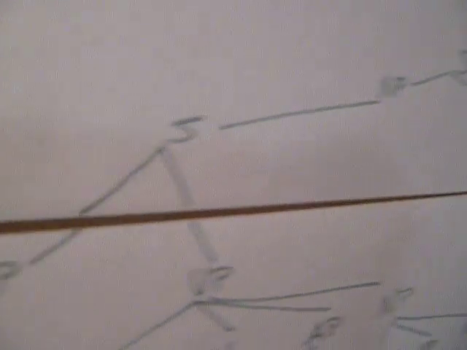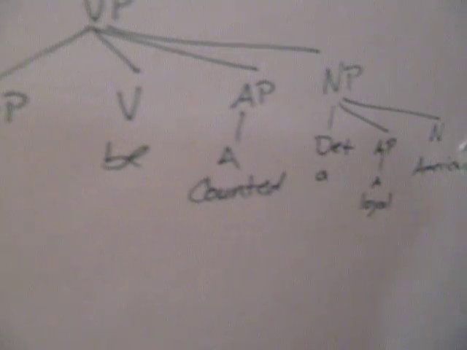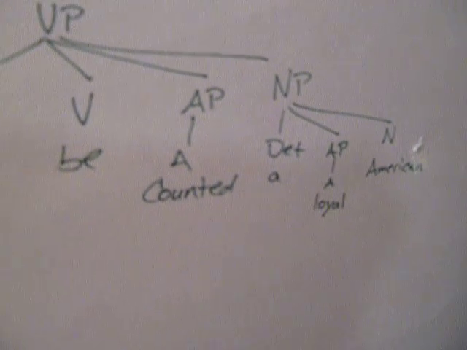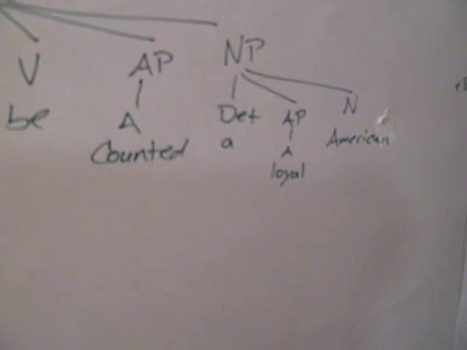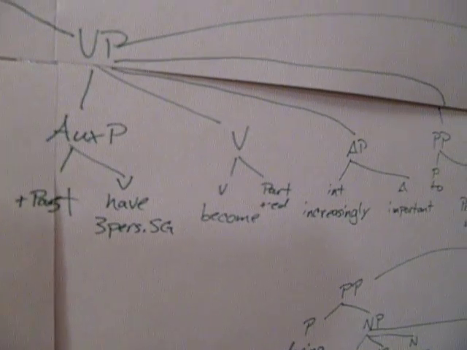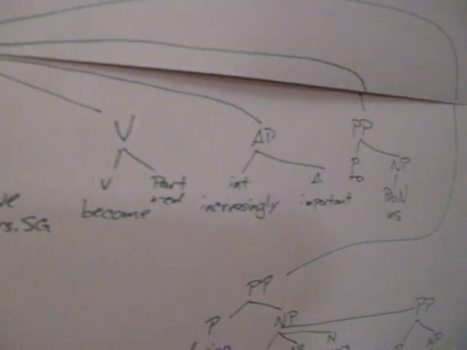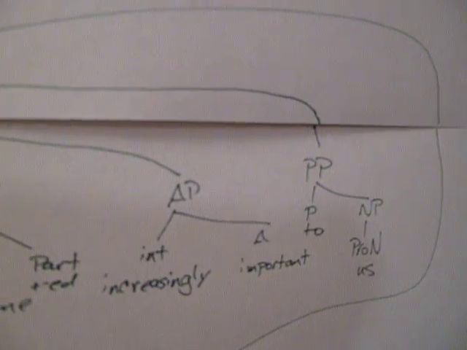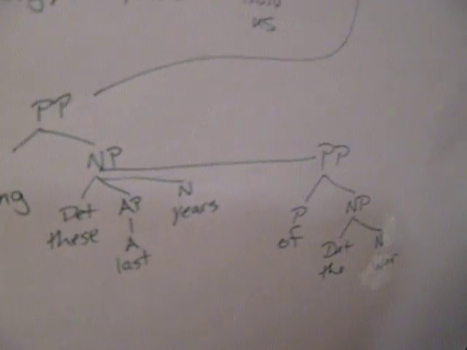and to be counted a loyal American. Had become, well, and to be, because it's infinitive, and to be counted a loyal American had become increasingly important to us during these last years of war.